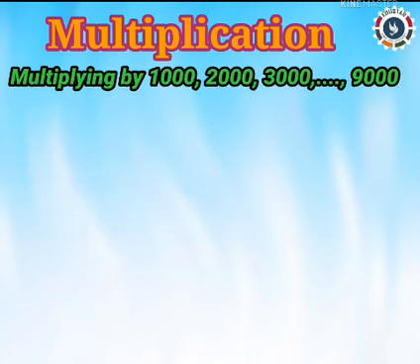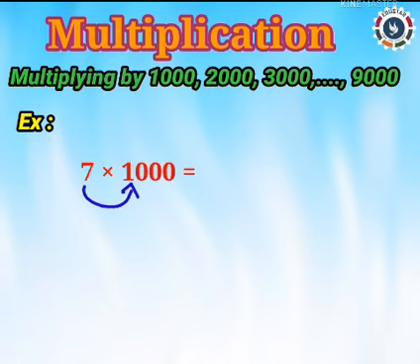Like the same, to multiply a number by 1000, 2000, 3000 up to 9000, we multiply the given number by 1, 2, 3 up to 9 and put 3 zeros on the right side of the product. For example, 7 into 1000. On multiplying 7 by 1, we get 7. Now put these 3 zeros to the right side of 7. We get 7000.